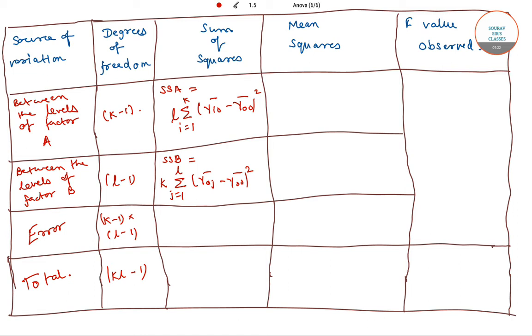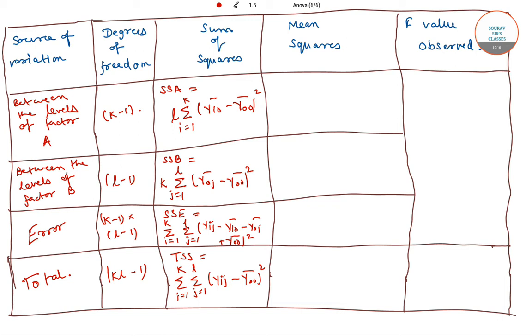Now sum of squares corresponding to error is SSE, which is equal to summation i runs from 1 to k, summation j runs from 1 to L, then yij minus yi naught bar minus y naught j bar plus y double naught bar whole square. So this is SSE, and total sum of squares, that is TSS, is equal to summation i runs from 1 to k, summation j runs from 1 to L, yij minus y double naught bar whole square. So these are the sum of squares.